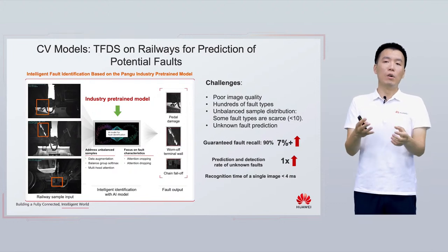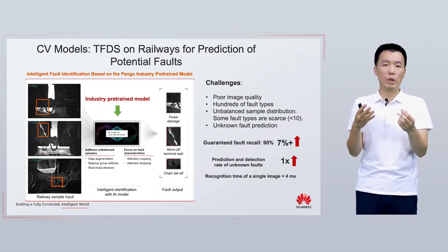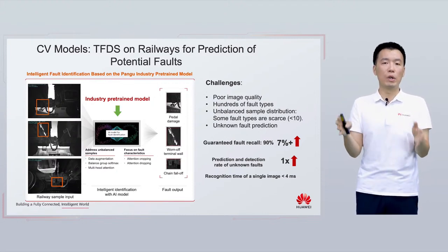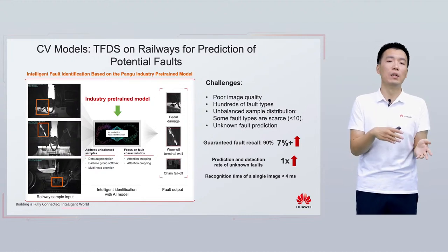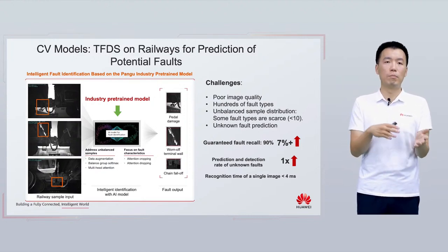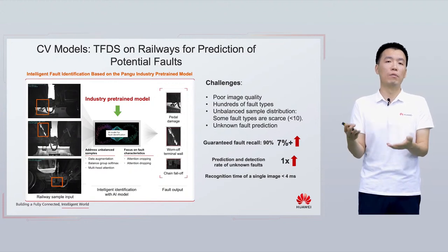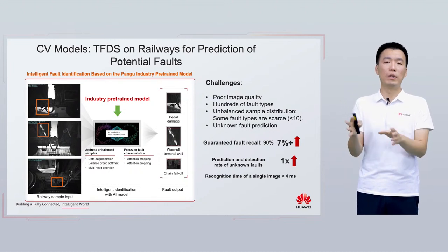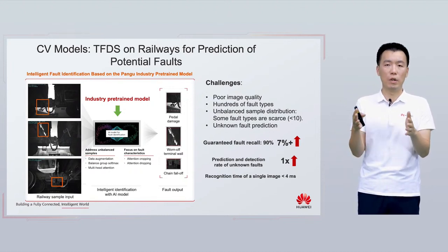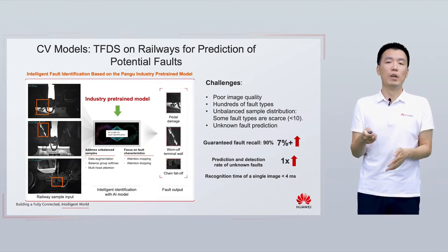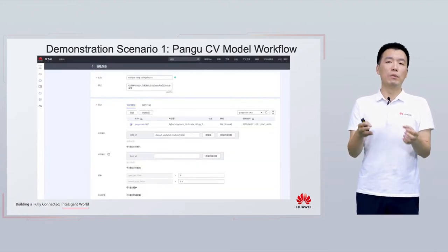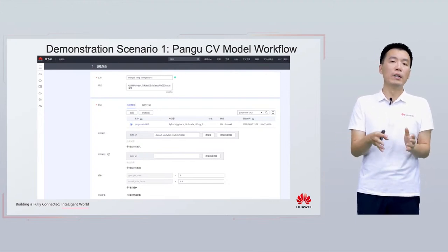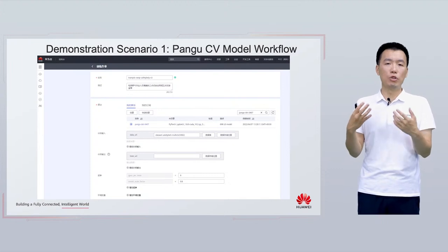Not only this, our model can improve the recall rate by more than 7%. So now our total recall rate is higher than 90%, which is much higher than the previous baseline provided by the previous users. It allows the user to apply this system conveniently to a lot of real-world scenarios. And we also have a demonstration scenario for the CV model. Given our Pangu large model online, a user can upload their own training data.